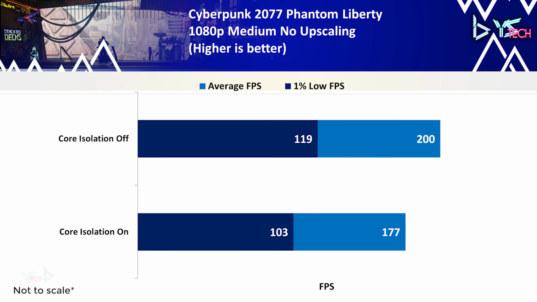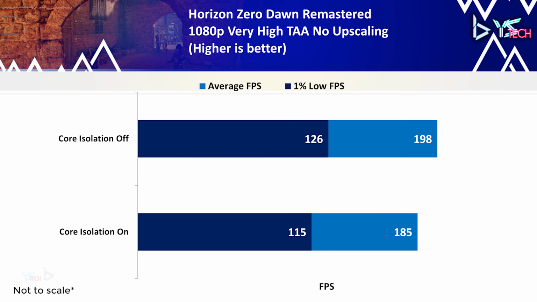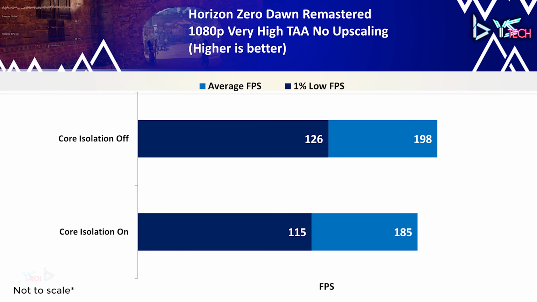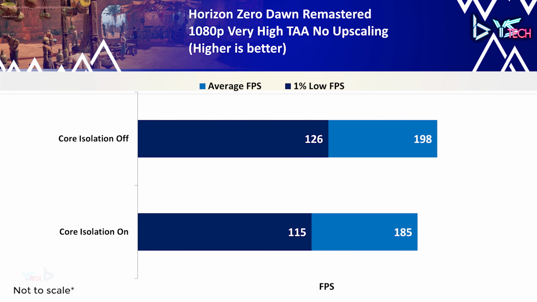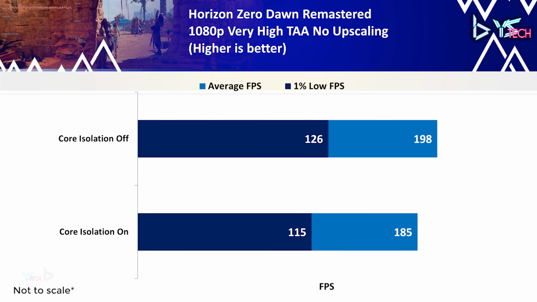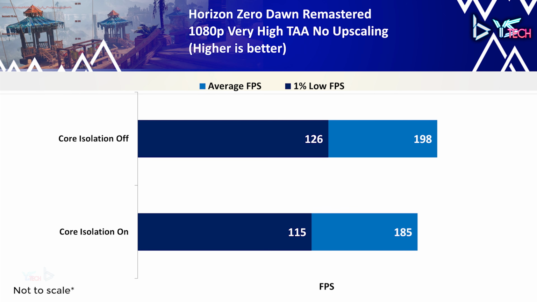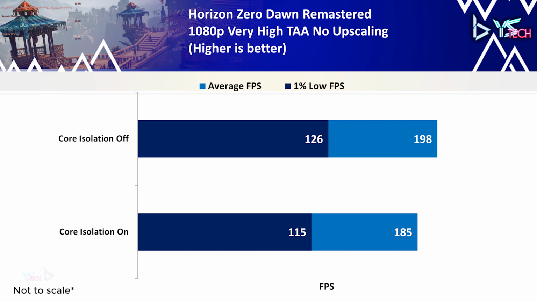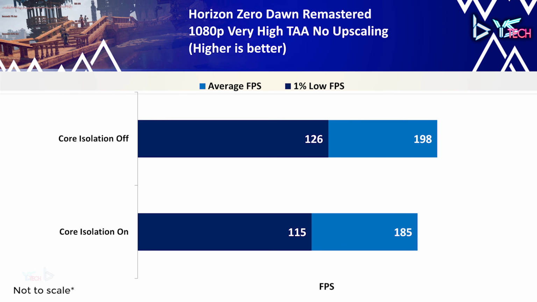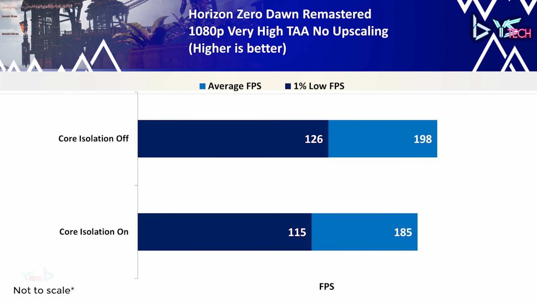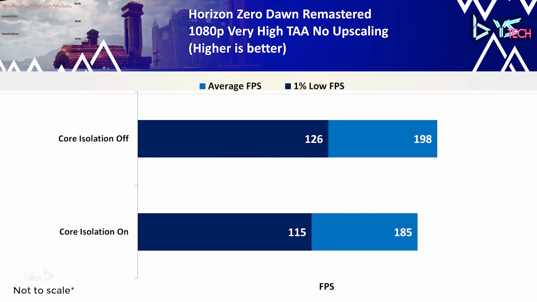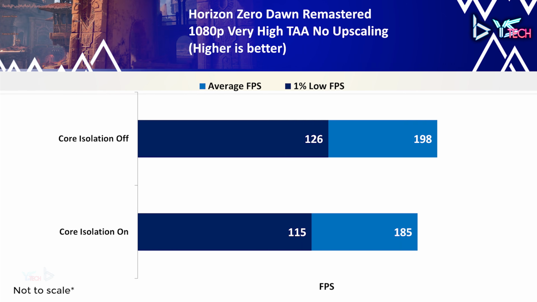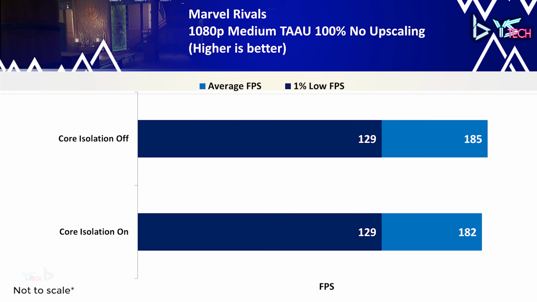Our next game is Horizon Zero Dawn Remastered. And as we can see here, there is a bit of a difference. So we have a percentage difference of 7% in favor of when core isolation is off in average FPS, and our 1% lows shows a 9% percentage difference. By turning this feature on in this game, we lost 13 FPS on the average FPS and 11 FPS on the 1% lows.